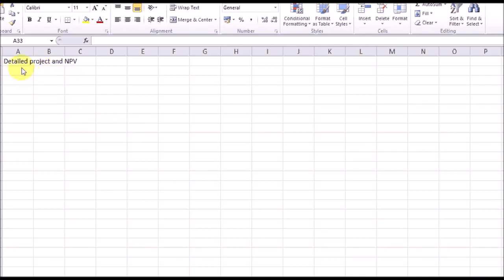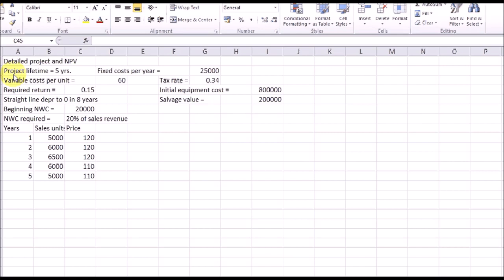This time we're just going to have some more details within the project so you practice a little more. So let's say a project is going to last for 5 years only. Let's say you have fixed costs per year of 25,000. Variable costs, cost of goods sold, is $60 per unit. Say you have a tax rate of 34%, and the required rate of return for this project is, let's say, 15%.